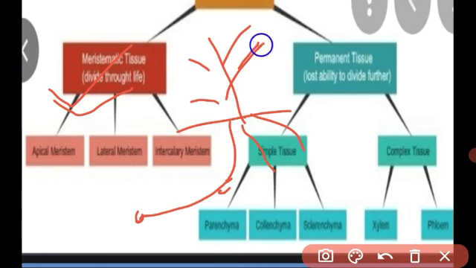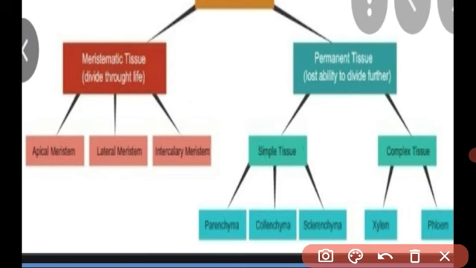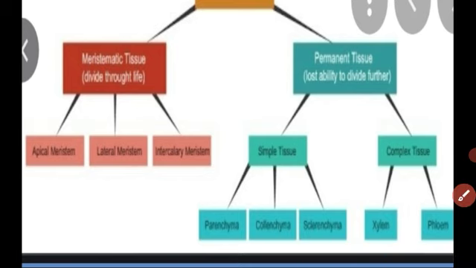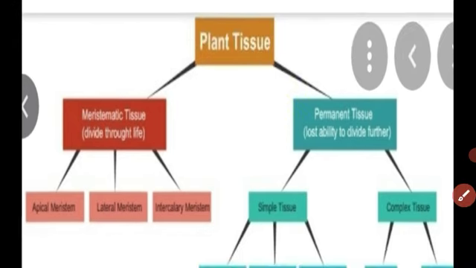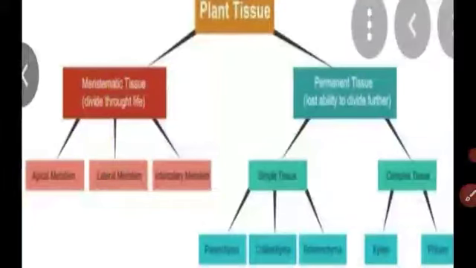The tips of the roots, the tips of the branches, and the tips of the shoots also have meristematic tissue. Due to this tissue dividing continuously, the shoot is elongated. Got it? There are three subtypes of meristematic tissue: apical meristem, lateral meristem, and intercalary meristem. One by one, we will study each type of plant tissue in detail. Got it, students? Today we study only meristematic tissue in detail.